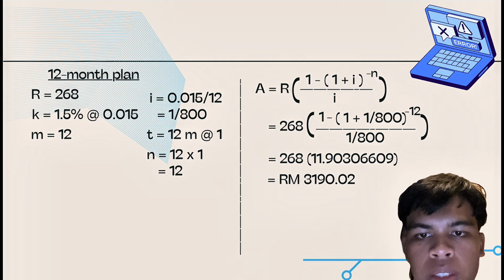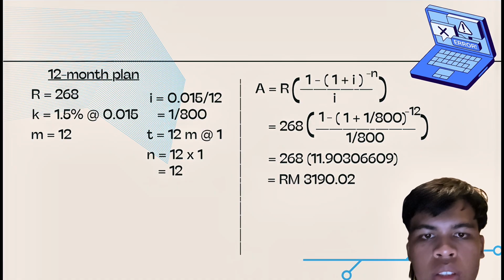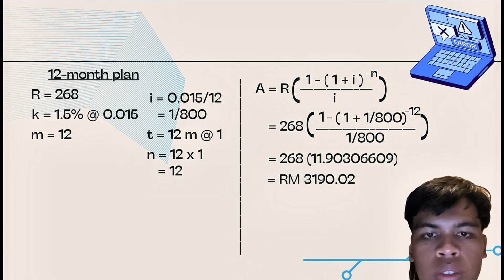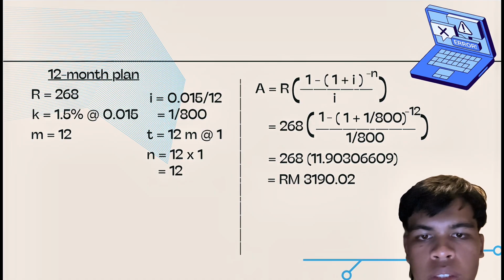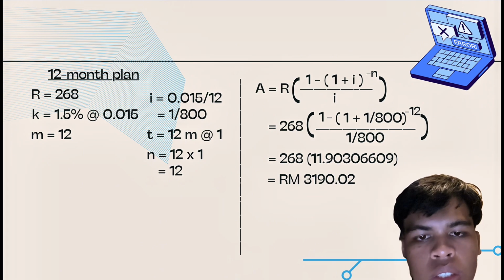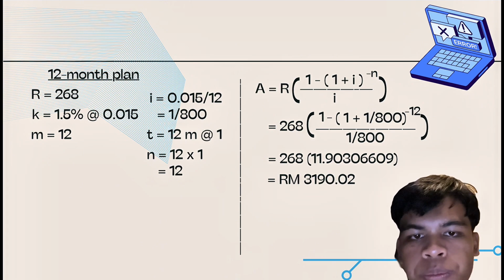For the 12-month plan, the information has also been given, so just substitute into the present value of annuity formula and the final answer should be 3,190 ringgit and 2 cent.